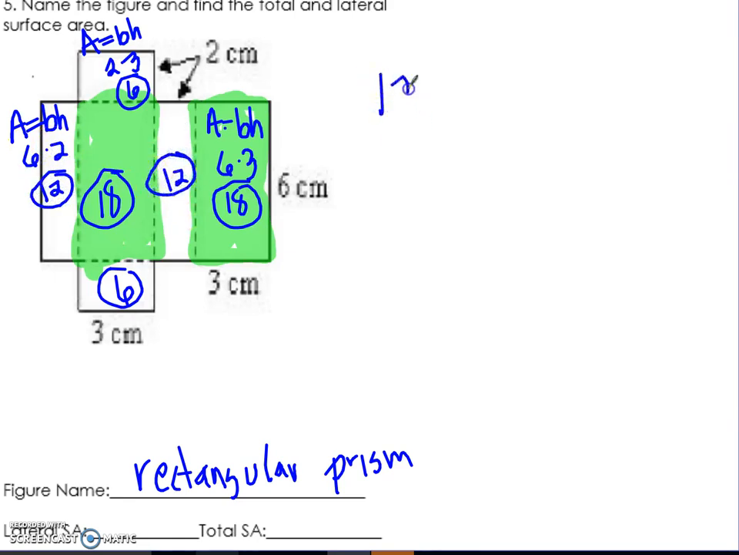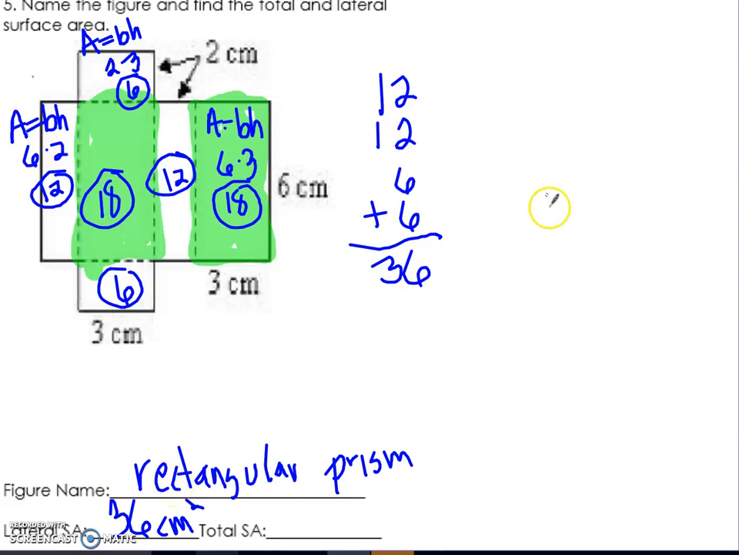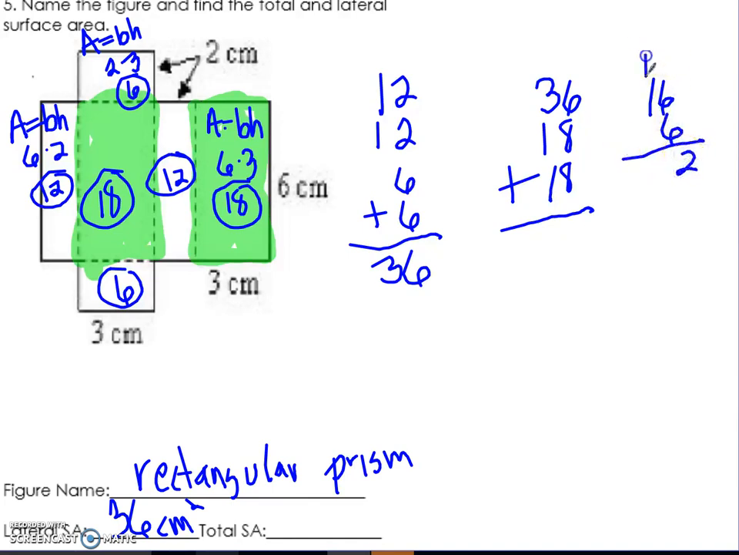All right, to find the lateral surface area, add up everything but the bases. So 12 plus 12 plus 6 plus 6. We're going to get 36 centimeters squared. To find the total, we add up the lateral plus the two bases. All right, so 8 plus 8 is 16. 16 plus 6 is going to get me 22. We have 5, 6, 7, 72. So 72 centimeters squared.